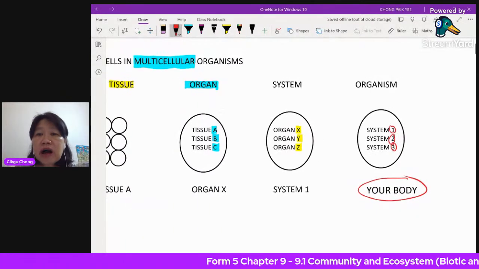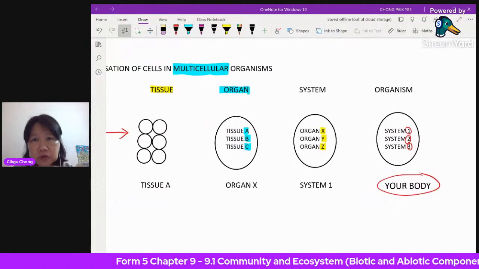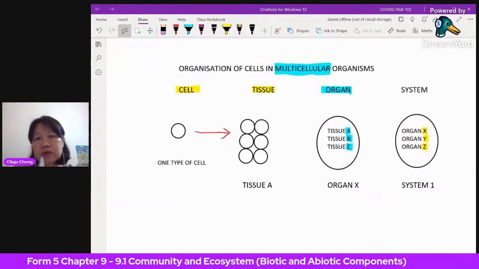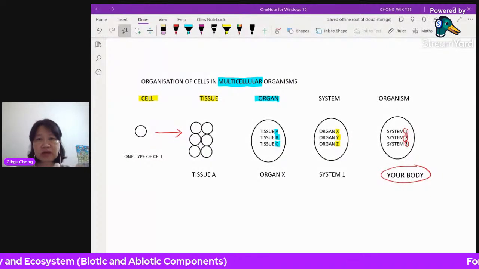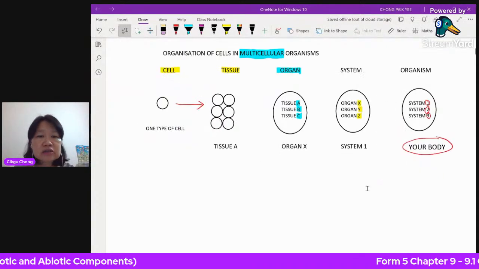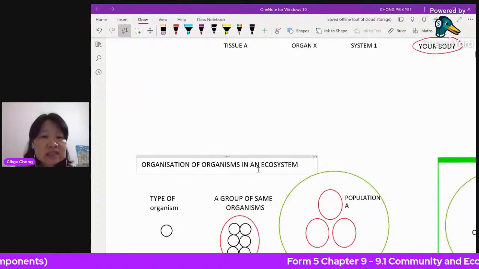So the same thing for your understanding about ecosystem also. Okay, same thing. I want to give you an idea. When you understand this, you can understand the next one. You have learned this, so I just want to revise a little bit. So now let's go on to organization of organisms in an ecosystem.